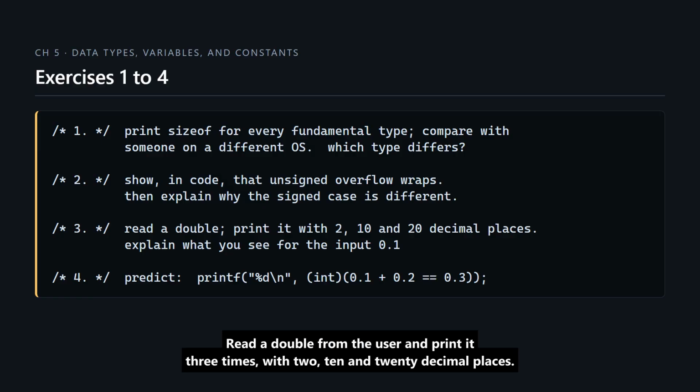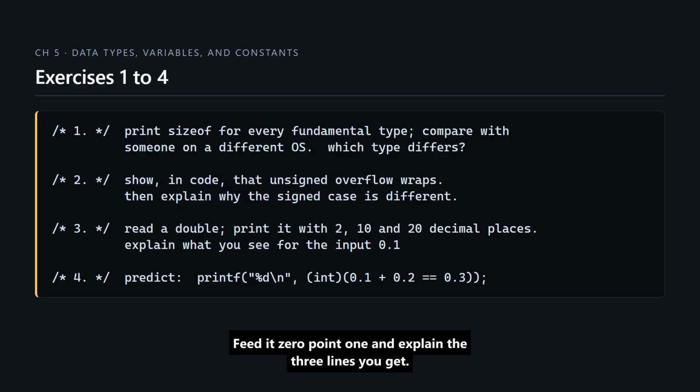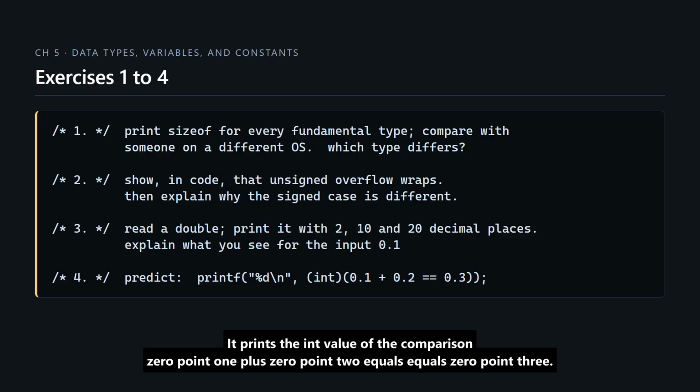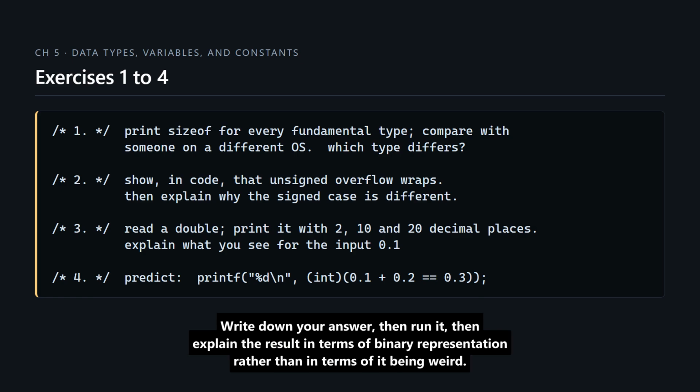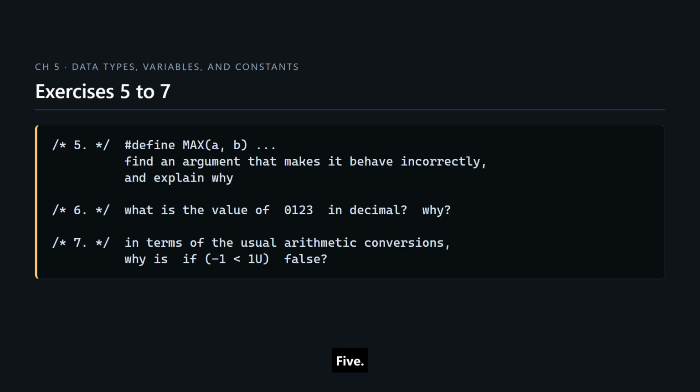3. Read a double from the user and print it 3 times, with 2, 10 and 20 decimal places. Feed it 0.1 and explain the 3 lines you get. 4. Before you run it, predict the output of that printf. It prints the int value of the comparison 0.1 + 0.2 == 0.3. Write down your answer, then run it, then explain the result in terms of binary representation rather than in terms of it being weird.